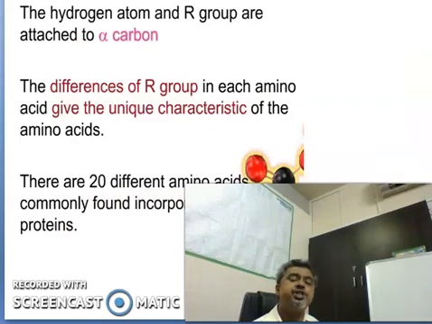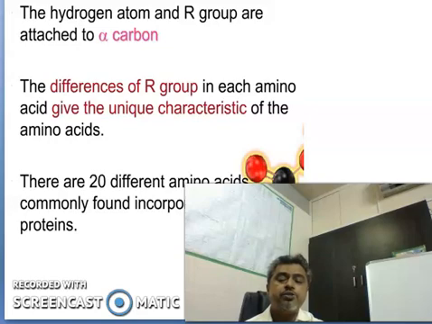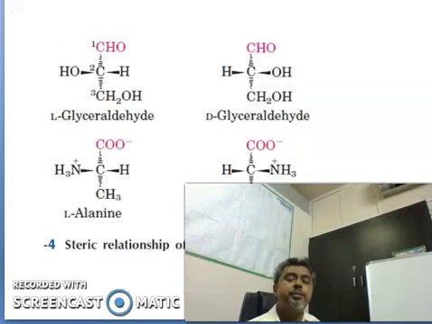How many amino acids are found in nature? 20 amino acids are commonly found in proteins. So non-coding amino acids are also found, that is non-nitrogenous. Protein or amino acid?